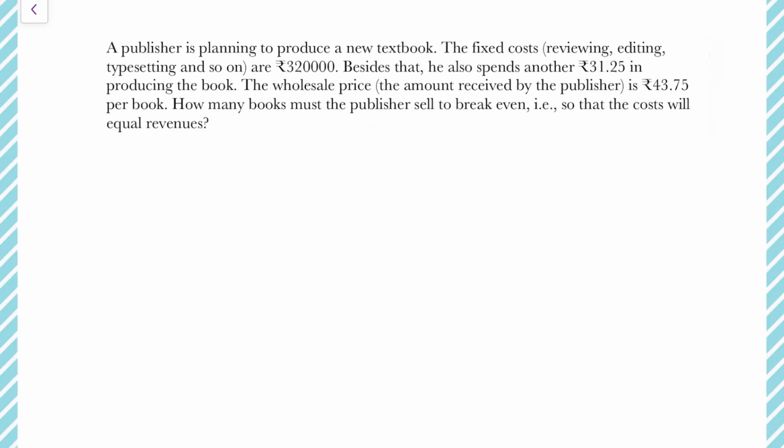A publisher is planning to produce a new textbook. The fixed costs are 3,20,000. Besides that, he also spends another 31 rupees 25 paise in producing the book. The wholesale price is 43 rupees 75 paise per book. Then how many books must the publisher sell to break even?